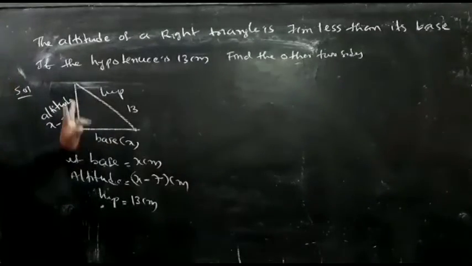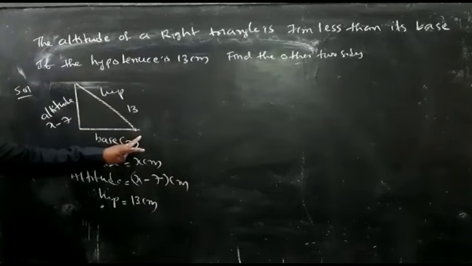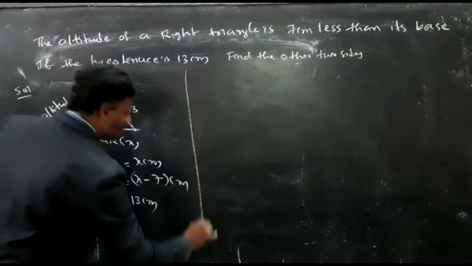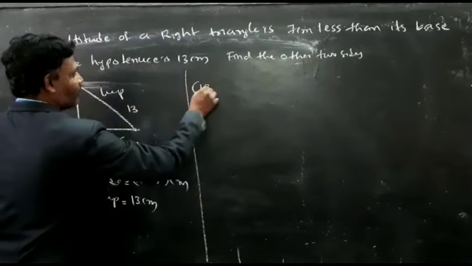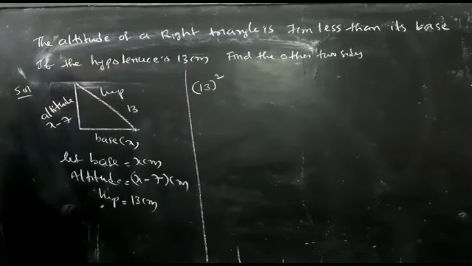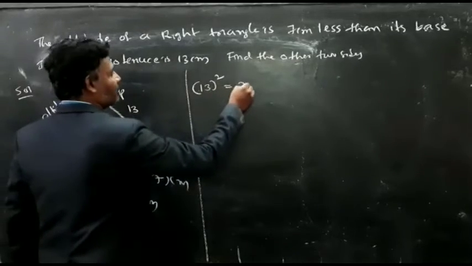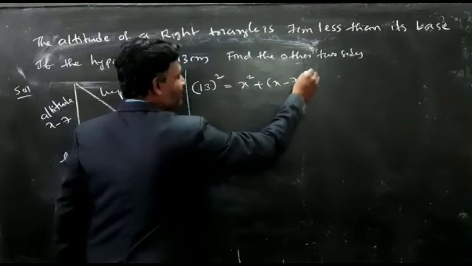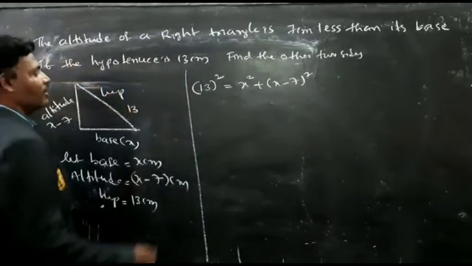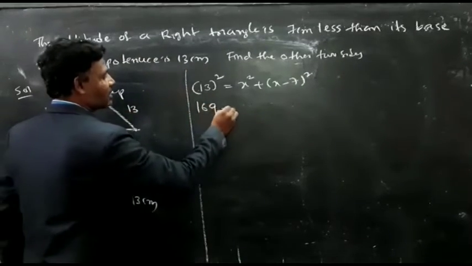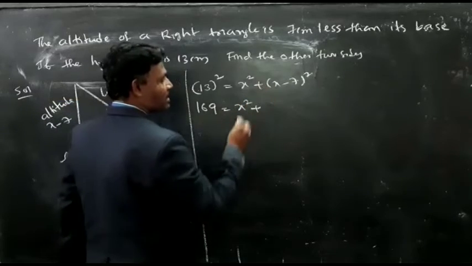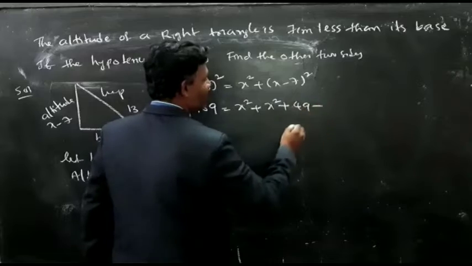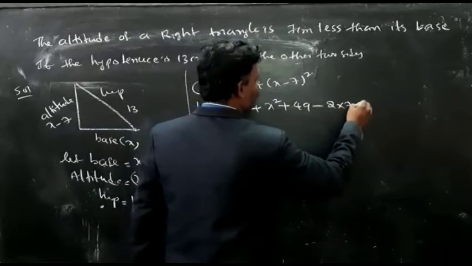According to Pythagoras theorem, square of the hypotenuse is equal to sum of the squares of the other two sides. By using that, what we can write here? Square of the hypotenuse means 13 square is equal to square of the base, x square, plus square of the altitude, x minus 7 whole square. Now 13 square is nothing but 169 is equal to x square plus (a minus b) whole square.